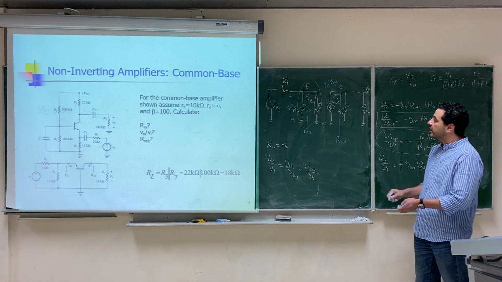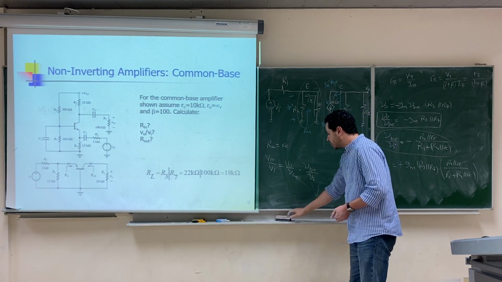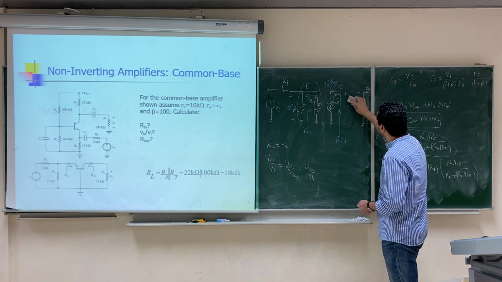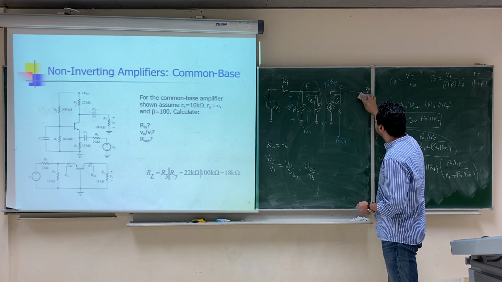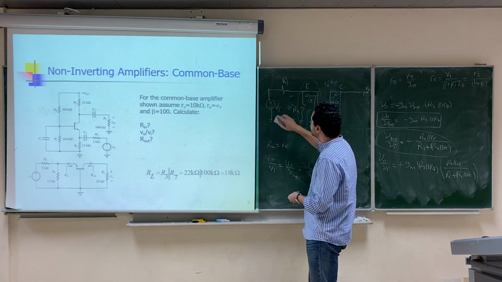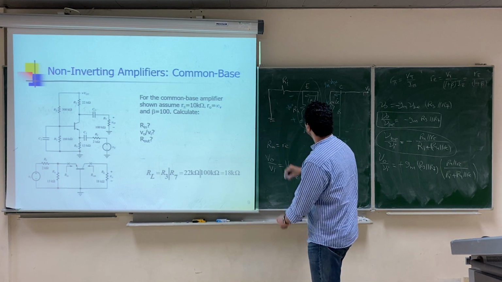Now the last part, we need to calculate our output looking at the collector. Of course, since we are calculating our output looking at the collector, we need to remove everything before, forget everything before, and we look at the collector. You deactivate the source here. When you deactivate the source here, what happens?